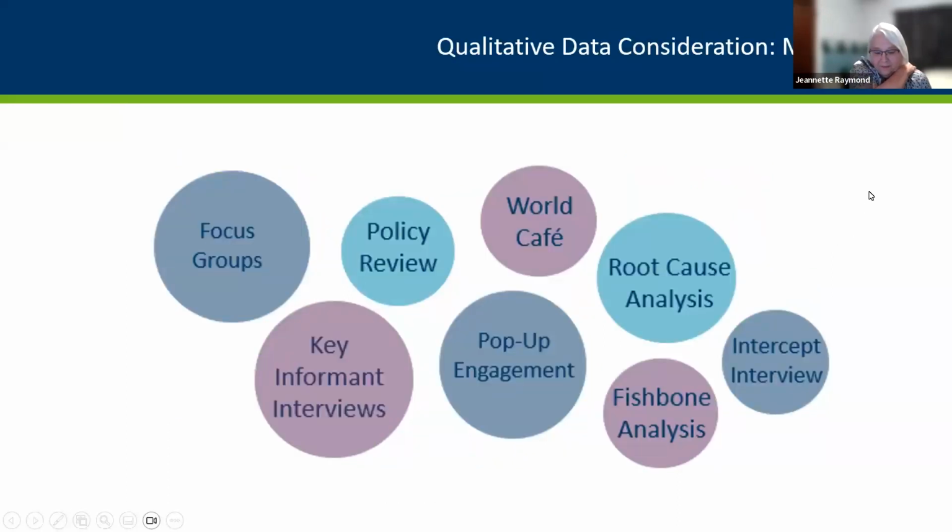These were not academic level qualitative data collection and analysis. These were more of a community level and not gathering enough information with enough people to really inform policy and practice. And it was done in a wide variety of ways: focus groups, policy reviews, key informant interviews, pop-up engagement like being at the WIC clinic and meeting with WIC clients there. World Cafe is a particular kind of facilitation that engages people in looking at problems. Root cause analysis, fishbone analysis, intercept interview. So there were a lot of different forms that people use to engage with folks around the conditions and causes.